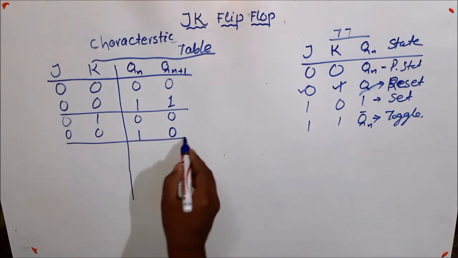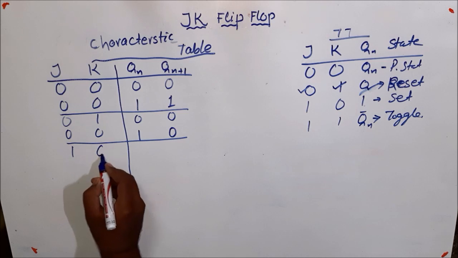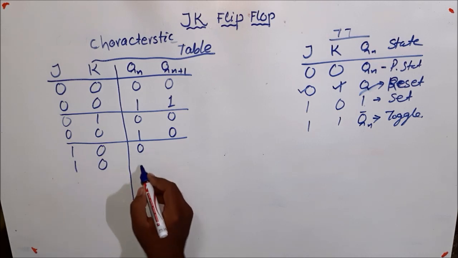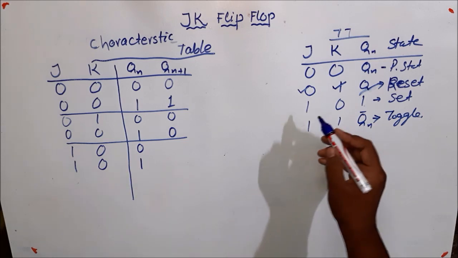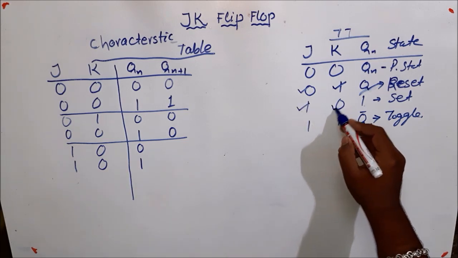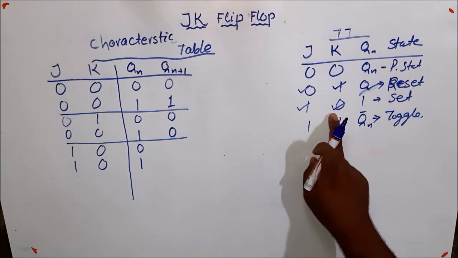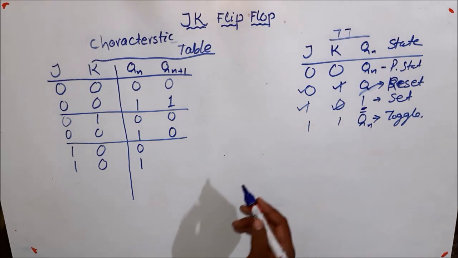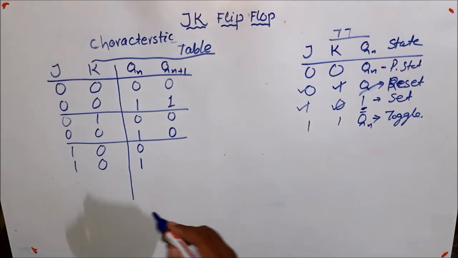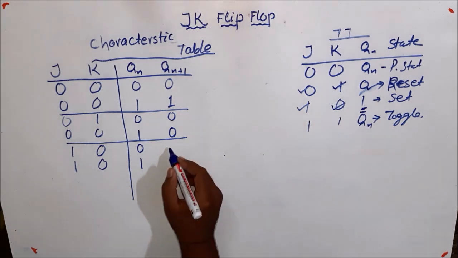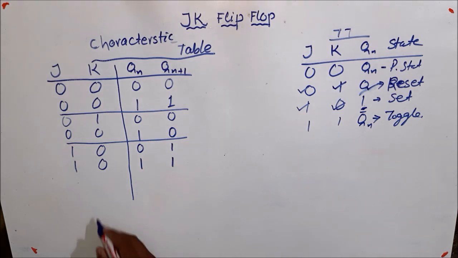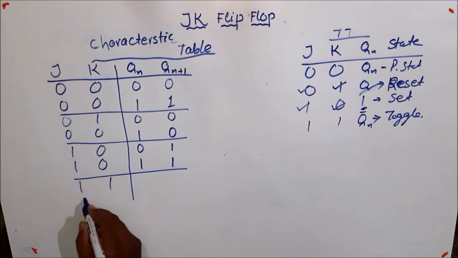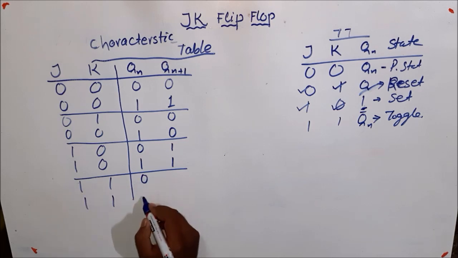Again, for the 1 and 0 combination, it will take two values, 0 and 1. So from the truth table we see when J is 1, K is 0, the next state will be set. That means the next state will be 1. That means irrespective of the value of the previous state, the next state will be 1. Right? Again, for the combination of 1, 1, we will have two combinations, 0 and 1.